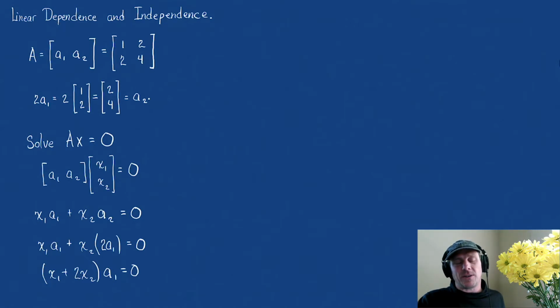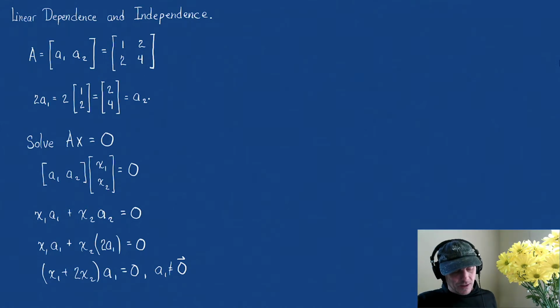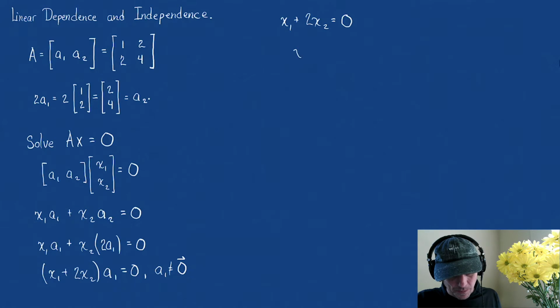Well, we already know this. If a1 is the 0 vector, there's nothing interesting here. So we're going to say that what we already saw is that a1 is not the 0 vector. I'm going to put a vector symbol over that for just pure clarity. So a1 is not 0. What does that tell us? That means that x1 plus 2 times x2 has to be 0, the scalar 0. Well, this says then that x1 equals minus 2 x2.